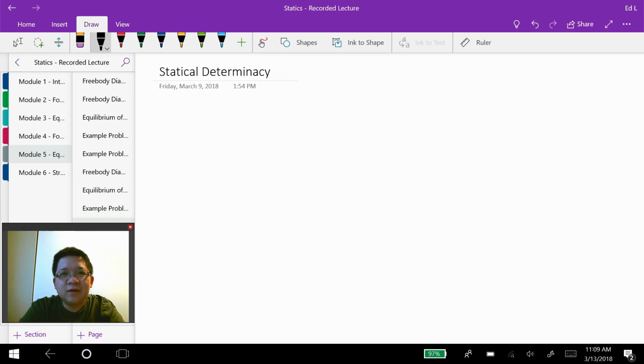Hi everyone, in this lecture we are going to discuss the last topic in module 5, which is related to statical determinacy. In this lecture we are going to learn what kind of constraints we need to impose on a structure such that the structure is stable and determinate.